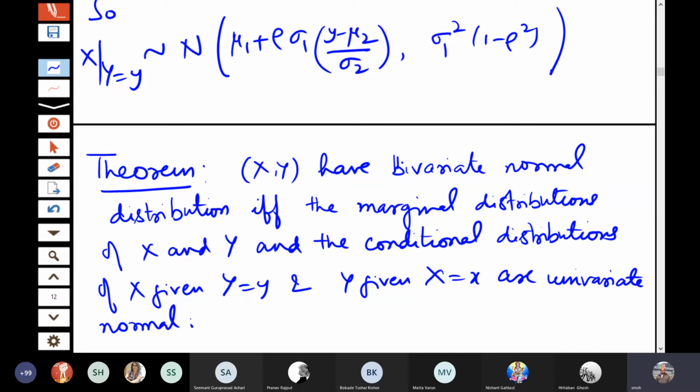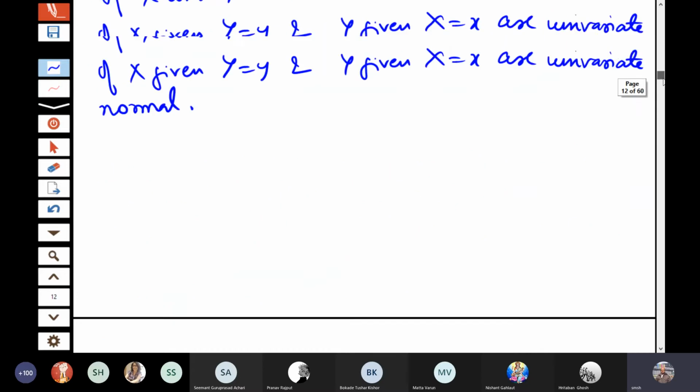Now, because of this, if you are given a joint bivariate normal distribution and you are asked any probability statement about conditional distribution or marginal distribution, etc., you can calculate it using the properties of the univariate normal distribution, because you already know how to calculate the moments or the probabilities related to the univariate normal. So let me just take some simple examples here to illustrate this.